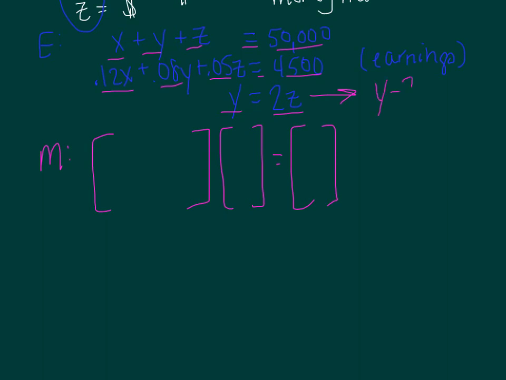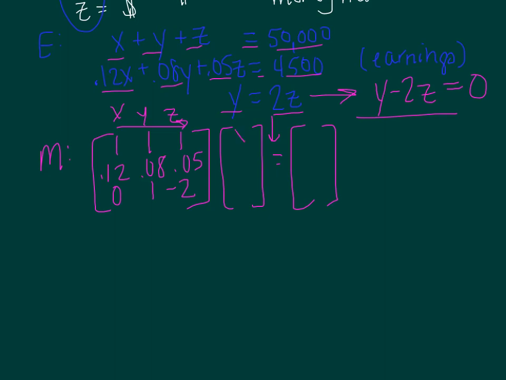Rewriting it, I just want all my variables on one side in XYZ order and the constant on the right-hand side. So if I move the 2Z over by subtracting it from both sides, it's left being set equal to 0. Now when I write my coefficient matrix, I have 1, 1, 1, 0.12, 0.08, and 0.05. And then I have 0, no X's because there is no X in that third equation, 1, and minus 2. The order that you have them written horizontally here is the order that you write your variables vertically into the variable matrix. And then it's always equal to the constants.